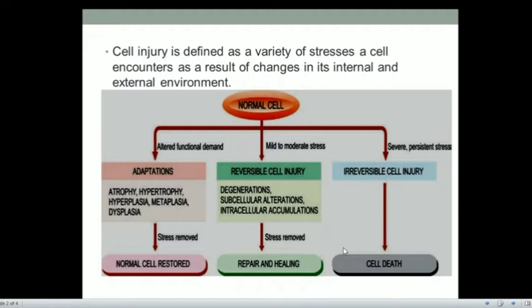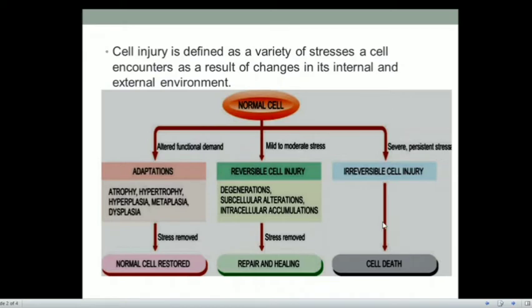Cell injury is defined as a variety of stress that a cell encounters as a result of changes in its internal and external environment. Various forms of cellular responses to cell injury may be as follows. First, when there is increased functional demand, the cells may adapt to the changes, which are expressed morphologically, and then revert back to normal after the stress is removed. So we have the increased functional demand with adaptations, where if the stress is removed, the normal cell is restored.